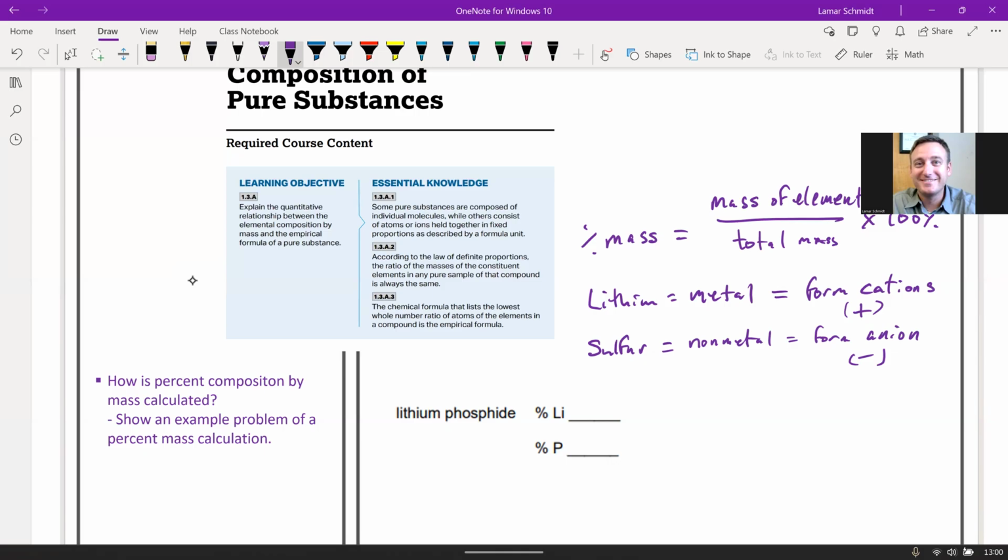Noble gas configuration, or what we call the octet, right? I mean, 8 electrons in its highest energy level. And so we look at those for lithium. We should be able to tell that lithium is in group 1, has 1 valence electron. When it loses that 1 valence electron, it's going to form a 1+ charge.